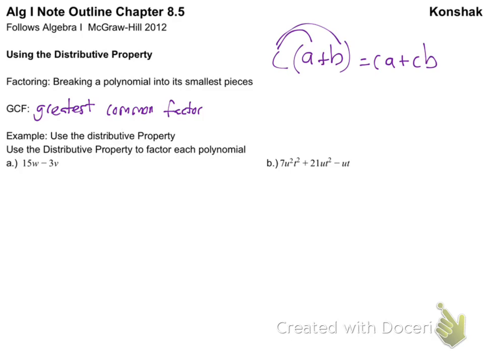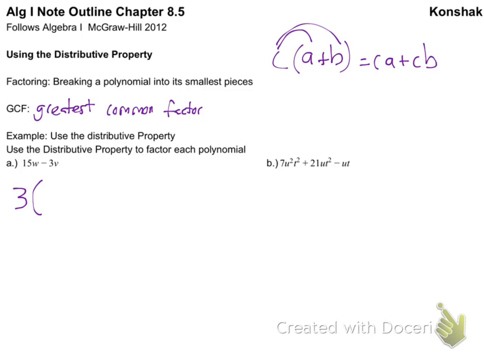So, here's a really cool thing, guys. You can always have the ability to know if you did something right by multiplying your pieces back together, most of the time distributing or foiling, and see if you get the original problem. So look at the first problem. 15w minus 3v. What's the biggest thing that both groups have that they can donate? 3. Anything else? Oh, they can only give a 3.